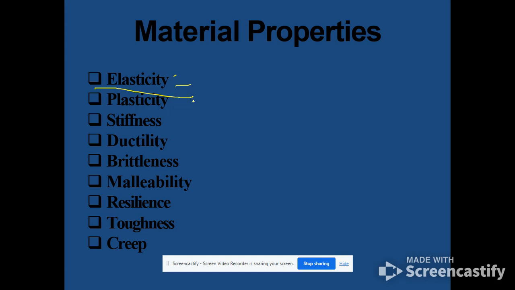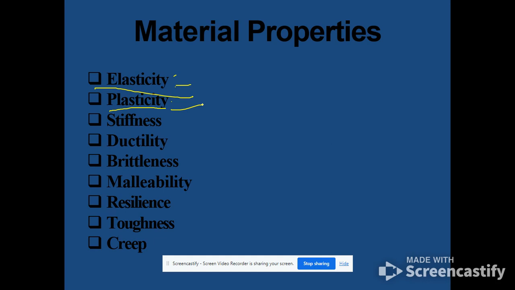Elasticity is the property of a material by which it can regain its original shape and size when the applied load is removed. For example, springs and rubber. Second one is plasticity. Plasticity means the property which enables the material to retain its deformed shape when the applied load is removed, and that is called plasticity.